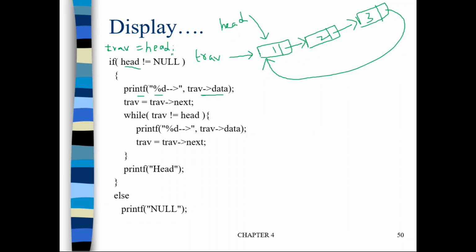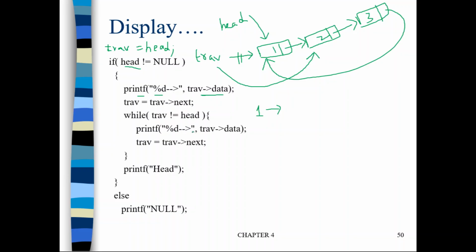Okay, fine. So printf of %d traverse arrow data means it will print 1, right? 1, and also it will print this arrow. Then traverse equal to traverse arrow next. It means traverse is no more pointing to the first node. Traverse is pointing to the second node. Then what we do? While traverse not equal to head, is traverse equal to head? No, traverse is equal to node 2.